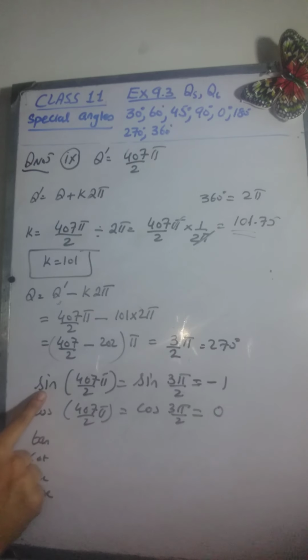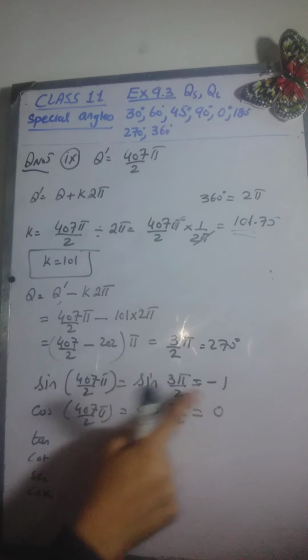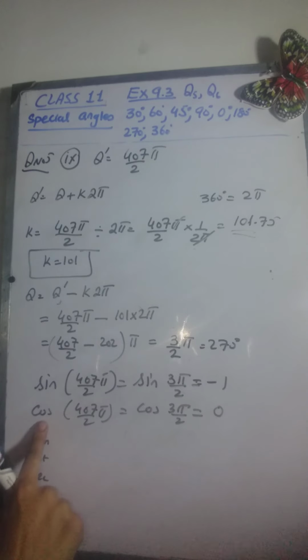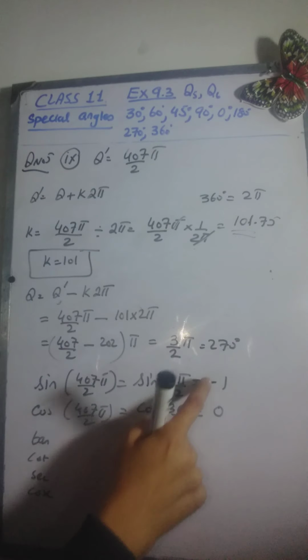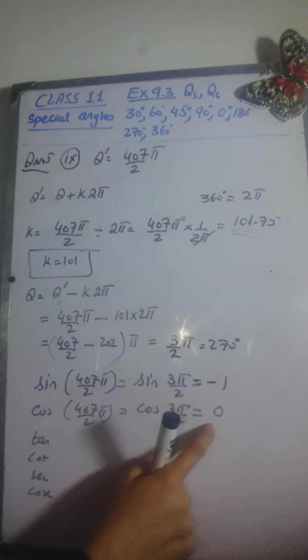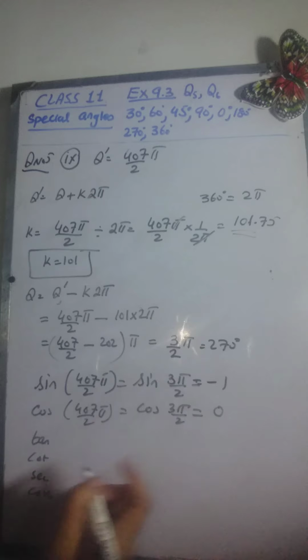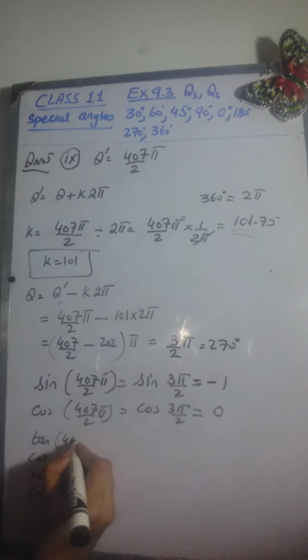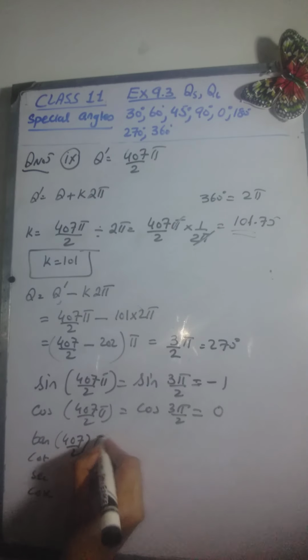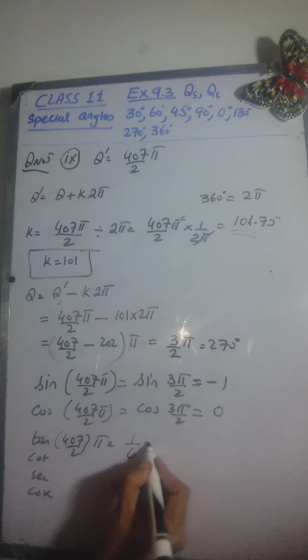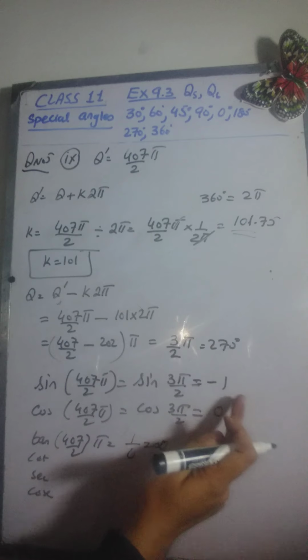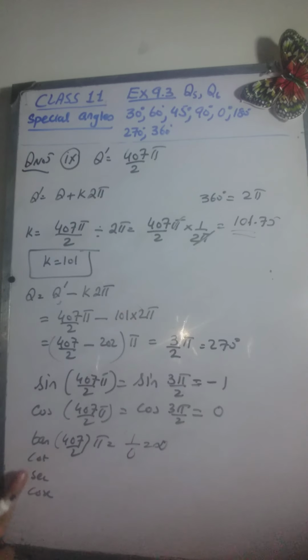Cosecant will be the reciprocal of sine, that is minus 1. Secant will be the reciprocal of 0, 1 over 0, which will be undefined. Tangent will be sine over cos, which again is going to be undefined. So tangent of 407 by 2 pi will be equal to sine over cos, minus 1 over 0, which is undefined. And by taking reciprocals of these, we can find the cotangent, secant and cosecant of 407 by 2 pi.